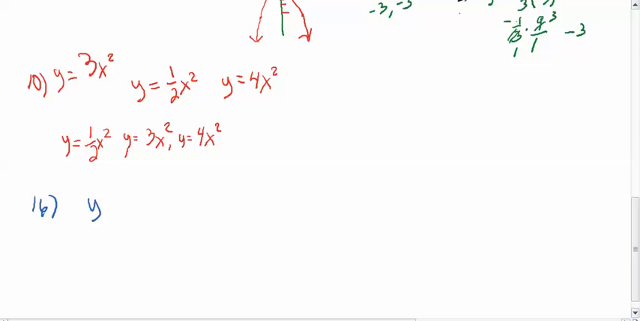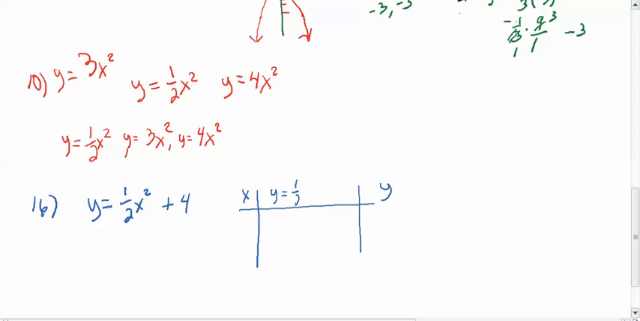So we have y is equal to 1/2 x squared plus 4. Okay, so we're going to make our table. We're going to choose values of x and y. So here's our equation we're working with. Okay, again, you can choose 0, 1, and -1. But because it's a fraction, I'm going to go ahead and choose 2 and -2. Why? Because I'll be able to cross cancel.